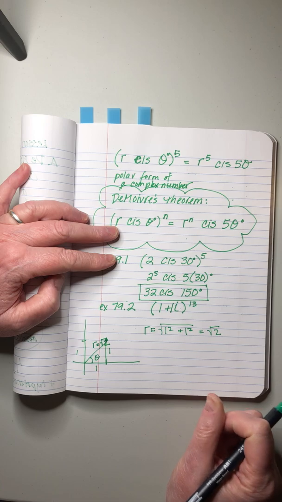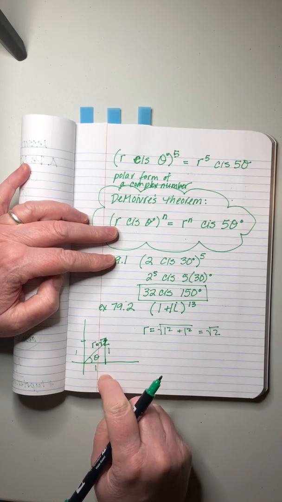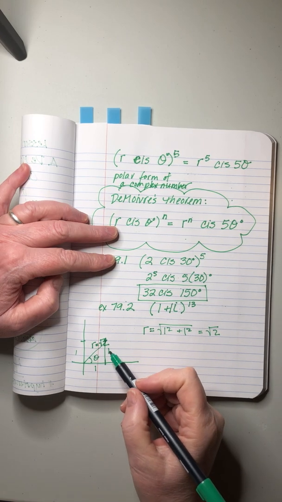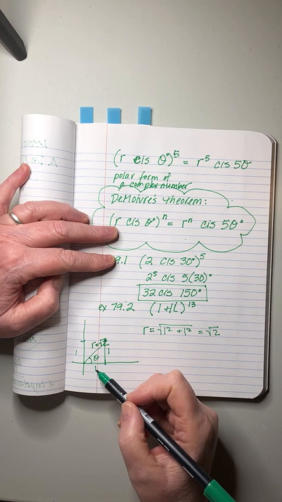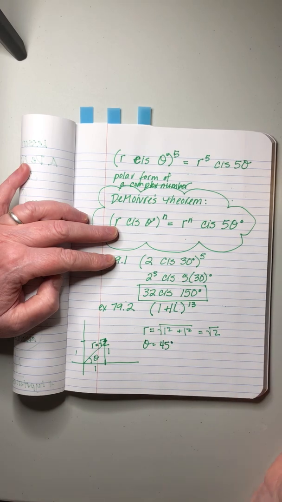Then we need to find this angle, right? Well, this looks really familiar. We know what this triangle is because sine and cosine are the same. We know that's a 45, 45, 90 triangle, isn't it? So theta has to be 45 degrees.